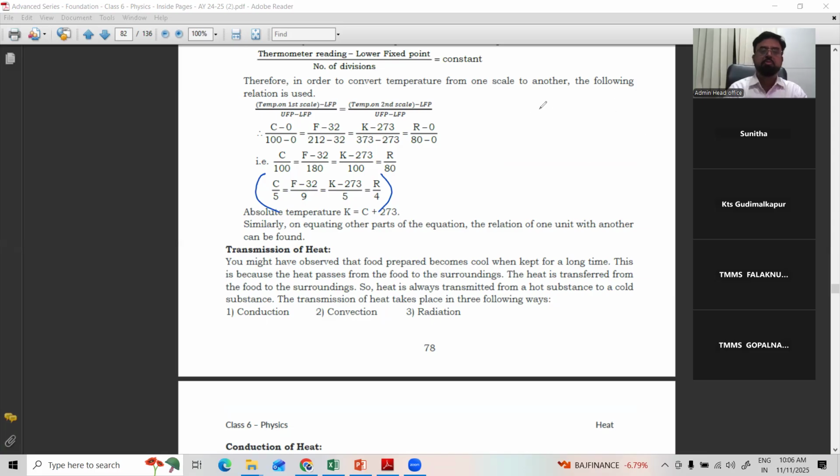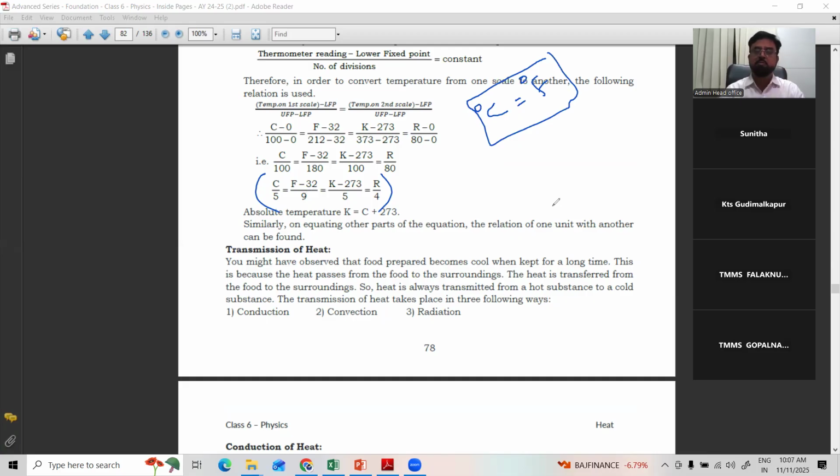For example, one wonderful question will come across. At what temperature are the Celsius and Fahrenheit the same? It is a commonly asked question in every competitive exam. At what temperature are the degree Celsius and Fahrenheit the same?